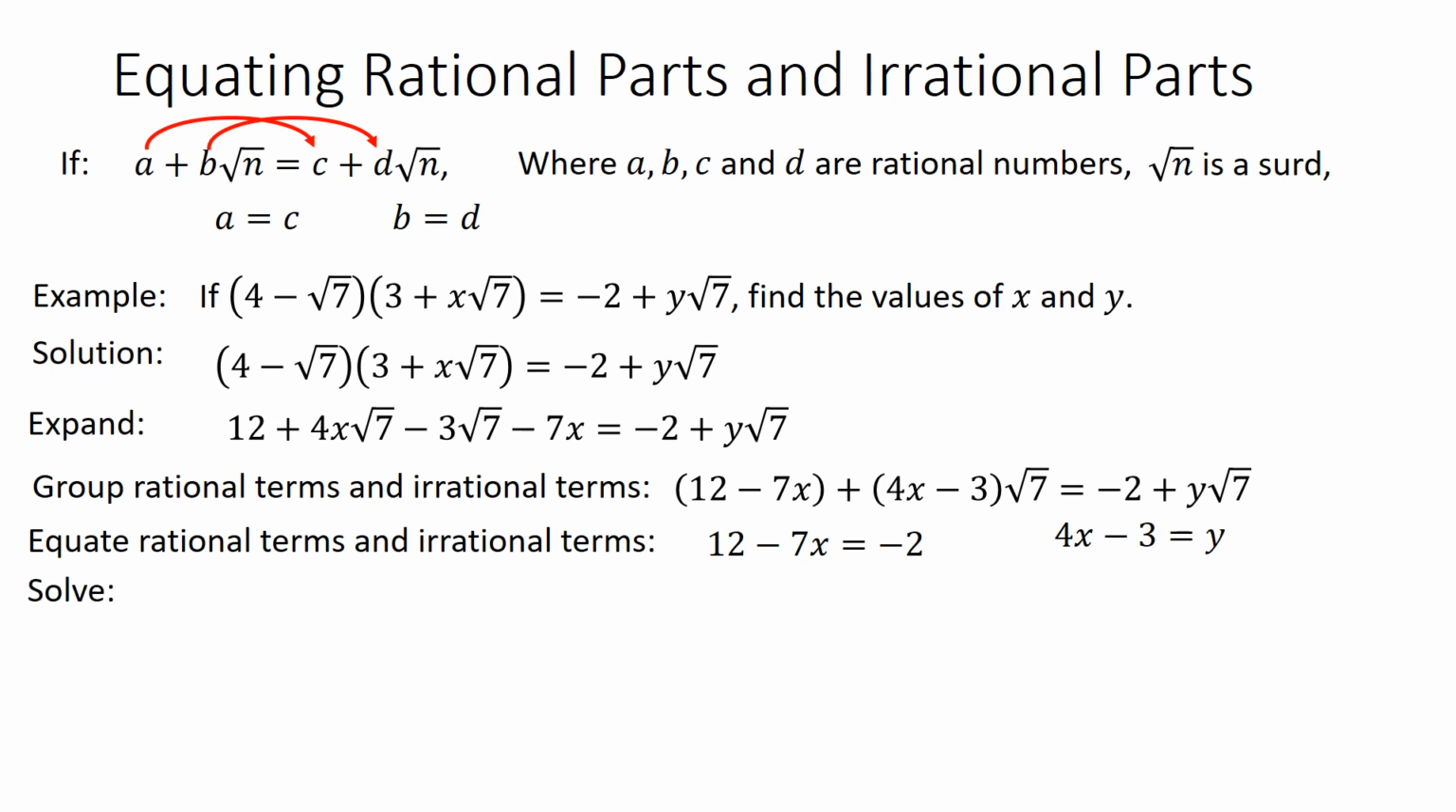Now we can solve the equations. 7x equals 14, x equals 2. We can substitute the value to find y, which is y equals 4 times 2 minus 3, and y is 5.